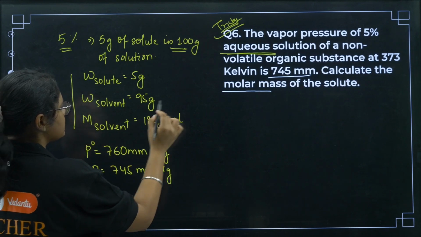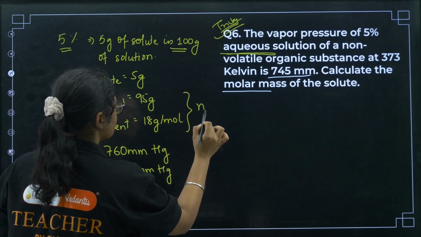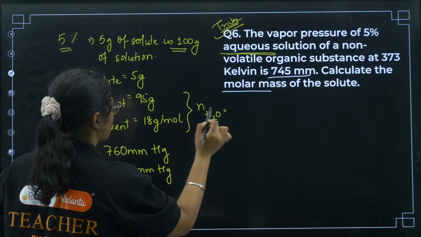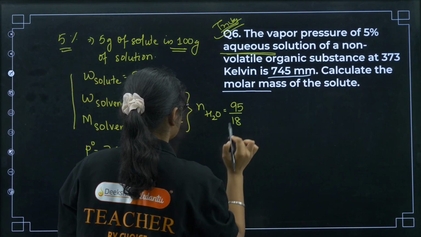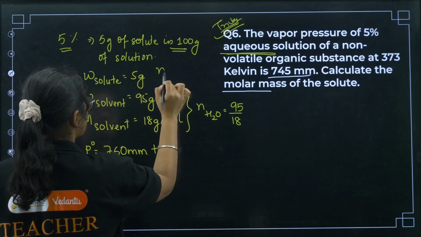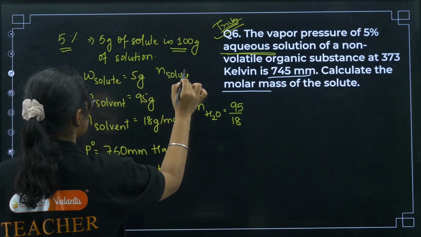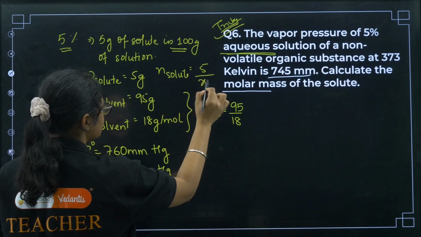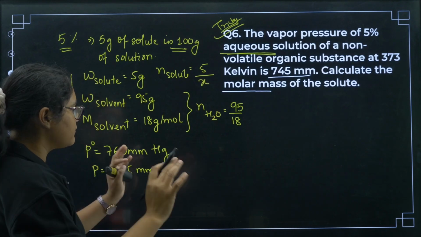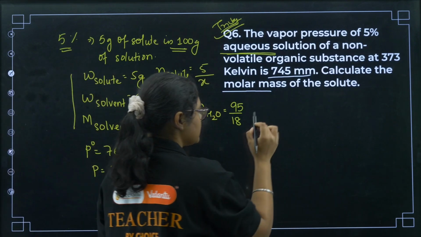Next, we can calculate the number of moles of water. So that will be what? Given mass by molar mass. So 95 by 18. And here number of moles of solute, that we don't know. Given mass is 5, molar mass we don't know, so that is your X. Okay. So now we can put it in the equation. So what is our equation?